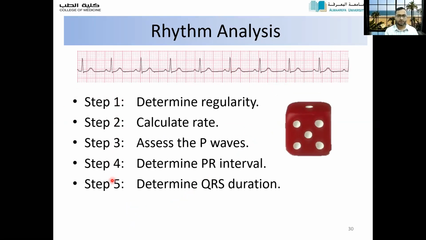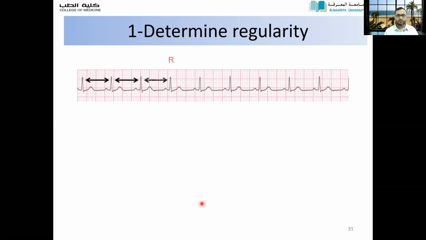Don't be afraid of the large number of steps. This becomes easy when we do the analysis together. So first is regularity, then rate, P wave, PR interval, and QRS duration. Let's do it one by one together. First thing is regularity.